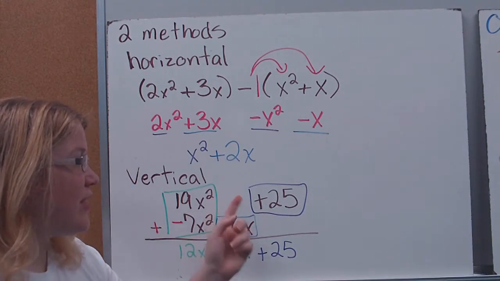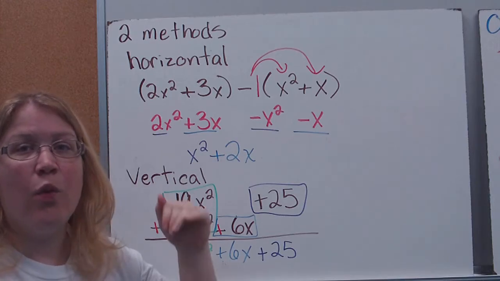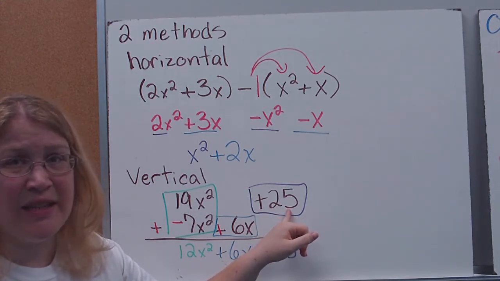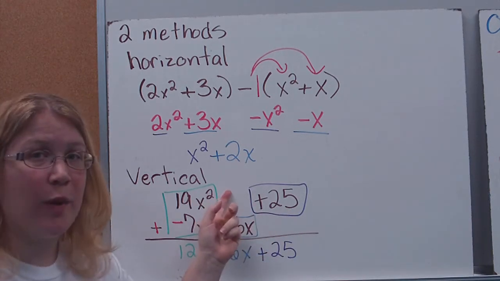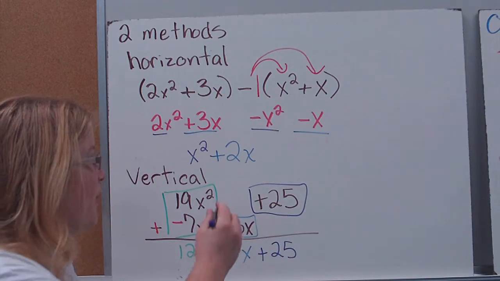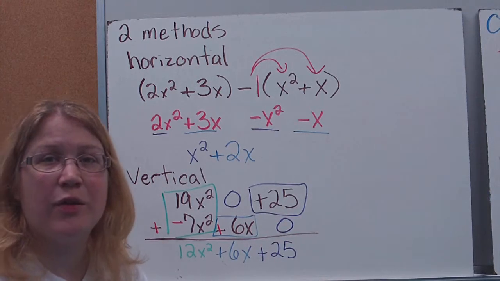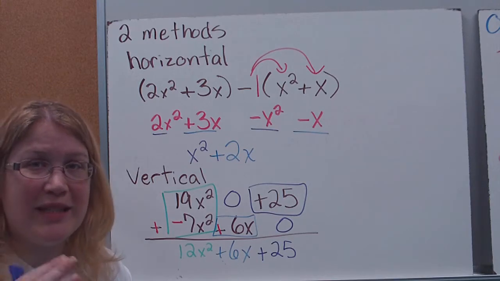And what you'll notice here is I left gaps because when we're stacking them and doing it vertically, we want to put like terms on top of each other. 25 is a constant. It doesn't have a variable. 6x has an x. There's no x term up here. There's no constant down here, which is why we have blanks. If it helps you, you're always welcome to fill in those gaps with a 0, since anything plus 0 is itself. If that helps you, remember to leave those gaps there. But we want to stack like terms.